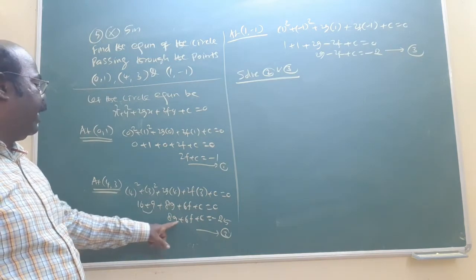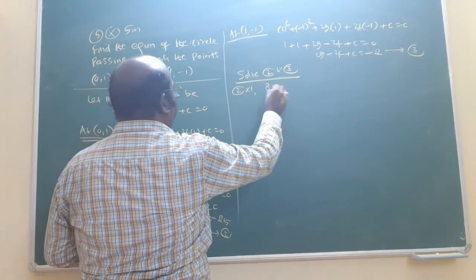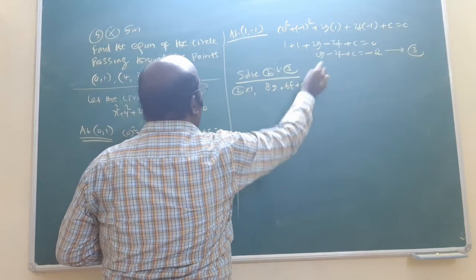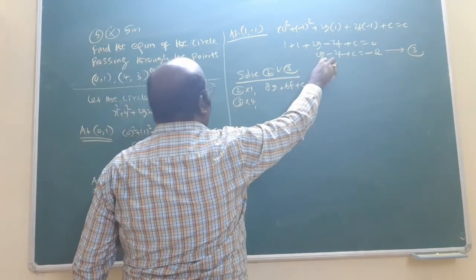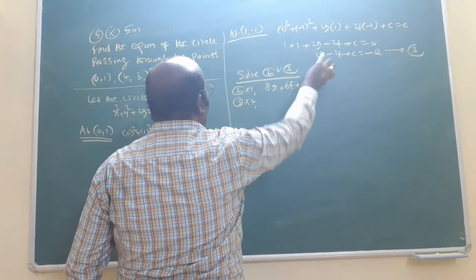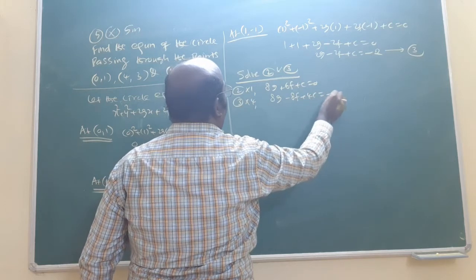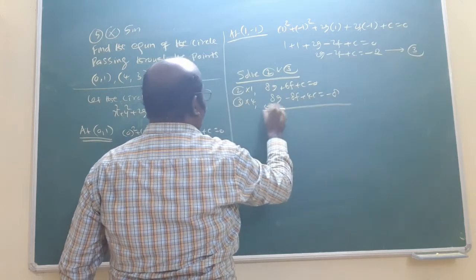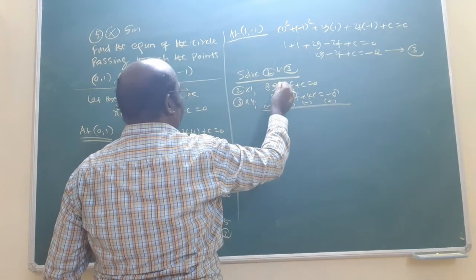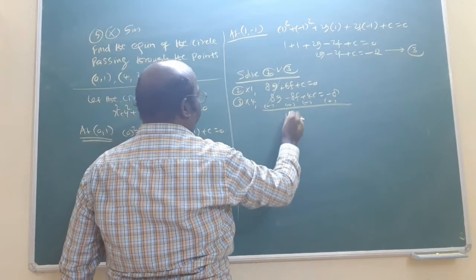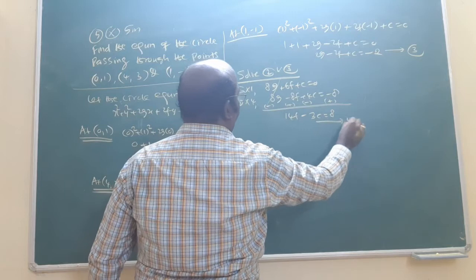What is the second equation? 8g is there. That's why the second is multiplied by 1: 8g plus 6f plus c equal to minus 25. Next, the third equation is multiplied by 4, since 2g times 4 gives 8g: 8g minus 8f plus 4c equal to minus 8. Change the sign. Am I right? The g will be cancelled. Now adding both, 14f minus 3c equal to plus 8. This is the fourth equation.